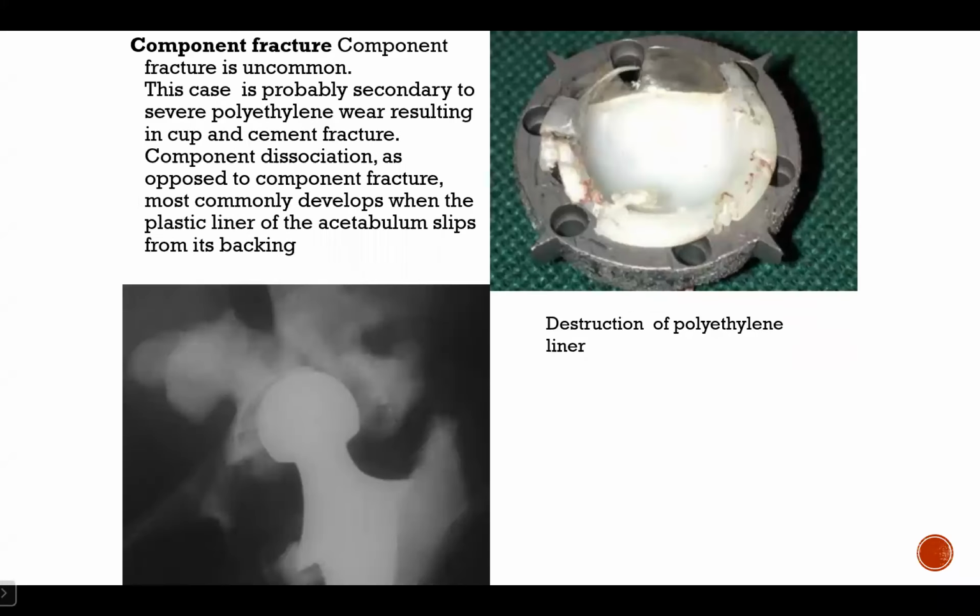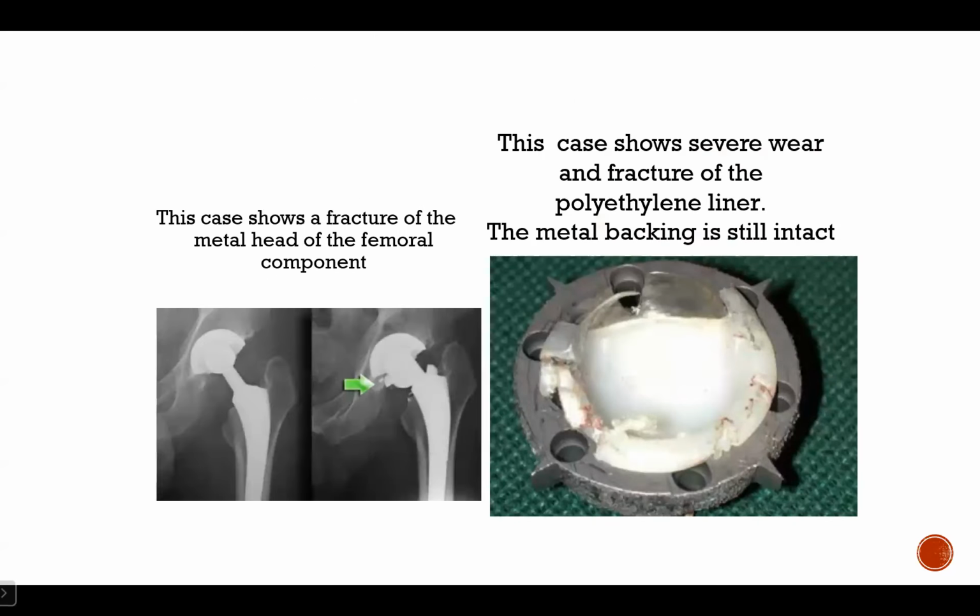Component fracture is uncommon. This case is probably secondary to severe polyethylene wear resulting in cup and cement fracture. Component dissociation, as opposed to component fracture, most commonly develops when the plastic liner of the acetabulum slips from its backing. This radiograph shows the fracture of the metal head of the femoral component, and another picture showing the severe wear and the fracture of the polyethylene liner. The metal backing is still intact.